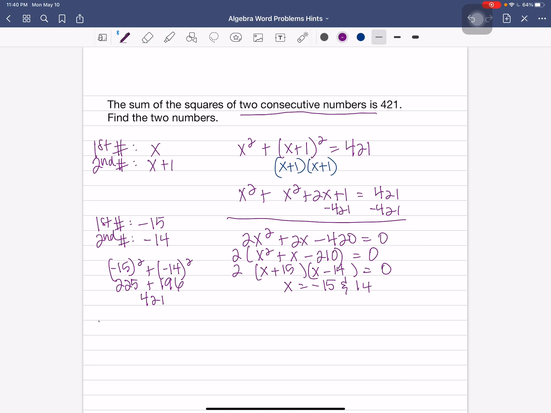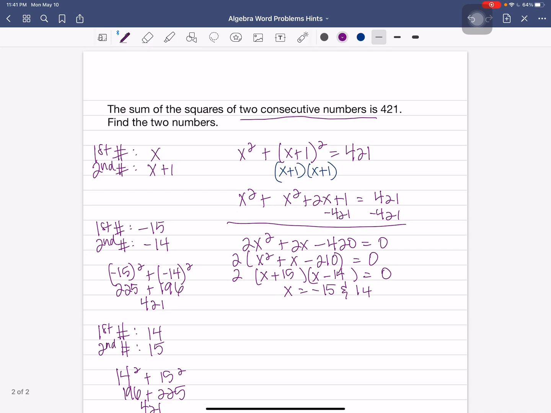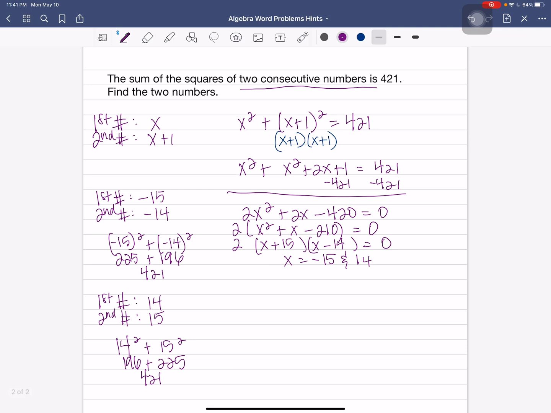Now, if the first number is a positive 14, then the second number would be a positive 15. And hopefully you can see that if we plug that into the calculator, we get the same exact thing of 196 plus 225, which is 421. Okay, so there is your hint on the one where it says sum of the squares of two consecutive even.